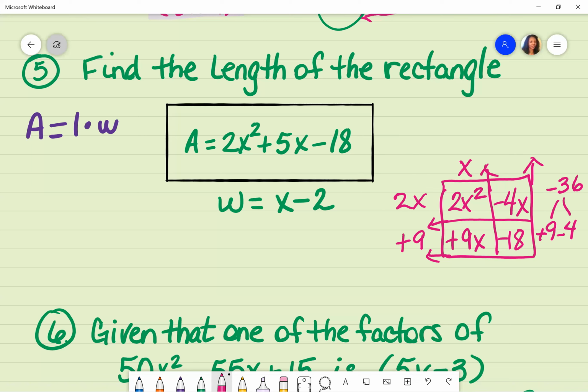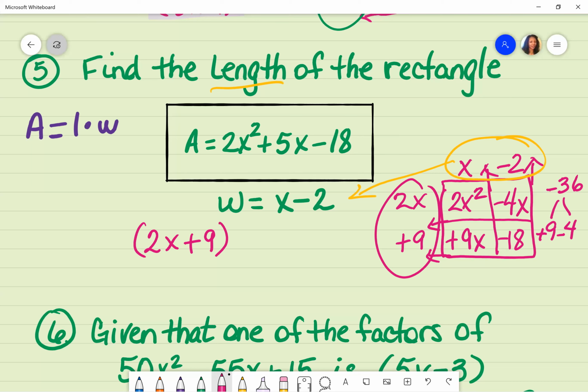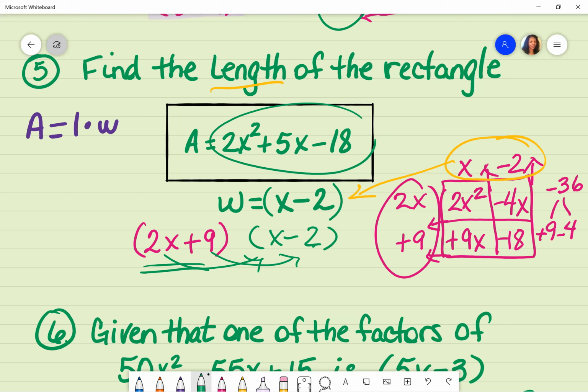Remember the sign, that's going to be negative 2. Well, wow, we must be doing this right because this is what was given already. So therefore, if it's asking me to find the length, my answer must be this other part, 2x plus 9. But do I leave it like this? No, I put it in parentheses. That's the way I would like to write it anyway. So that's my answer. And if I were to multiply this out, it would end up right back where I started with my area.